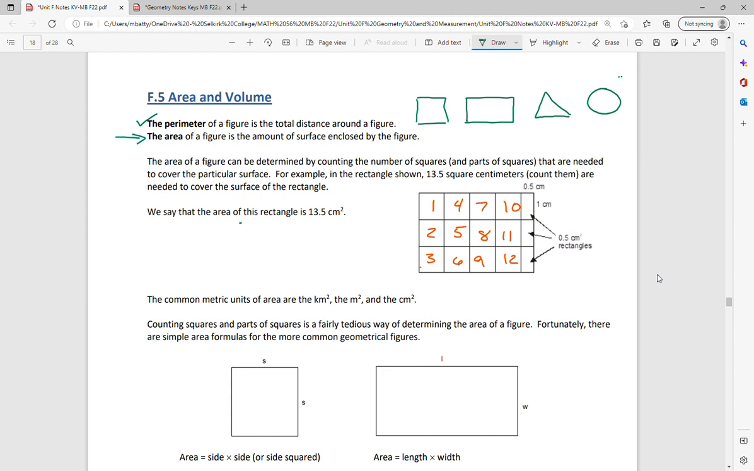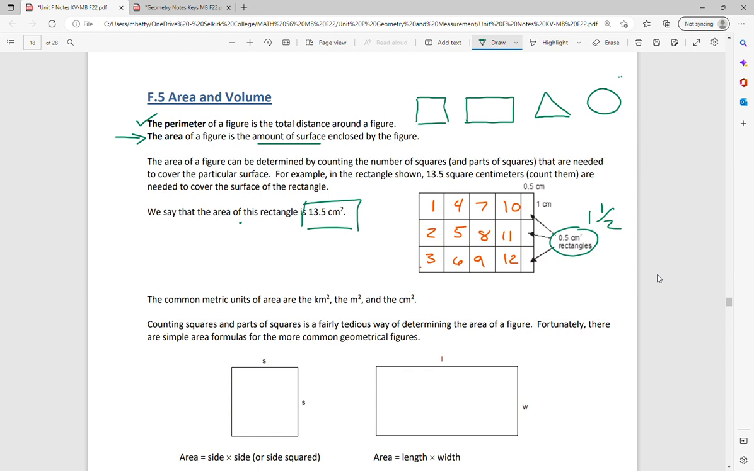Area is measured in squared units. It's the amount of surface area enclosed by the shape or the figure. So if you had a shape, you could count how many square centimeters fit in it, and that's what we're trying to do here. Or you could calculate it. So if we count it, we get up to 12, and then we have 1.5 of those half-size rectangles for a total of 13.5 centimeters.